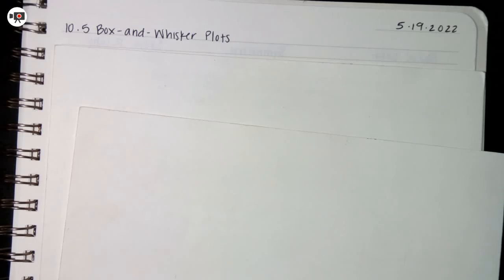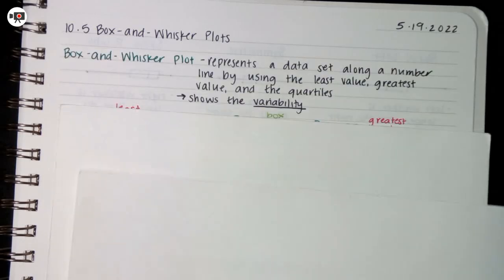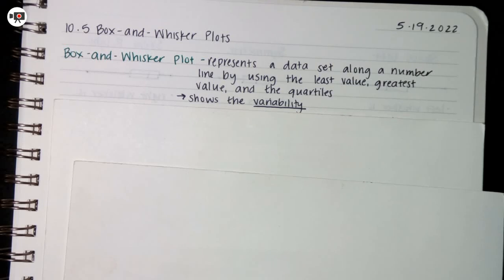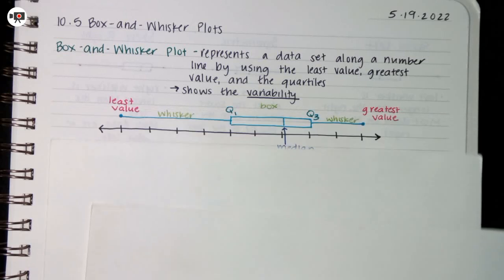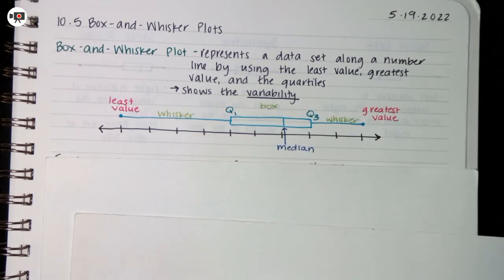This is 10.5, Box-and-Whisker Plots. A box-and-whisker plot represents a data set along a number line by using the least value, greatest value, and the quartiles. This shows the variability. So it shows me how it is spread out. So this is an example of a box-and-whisker plot.